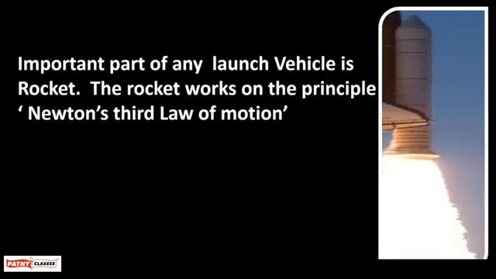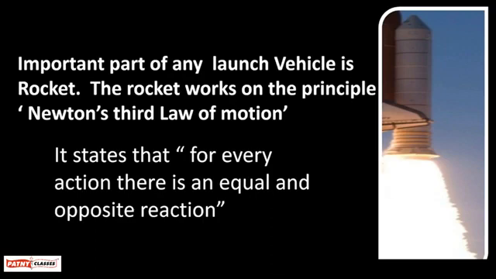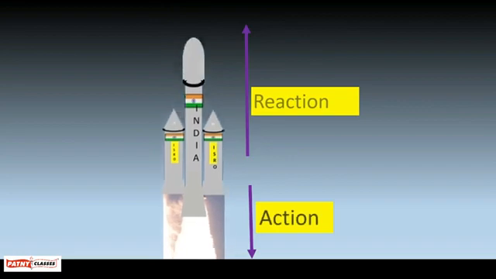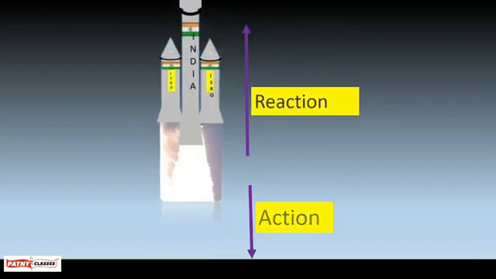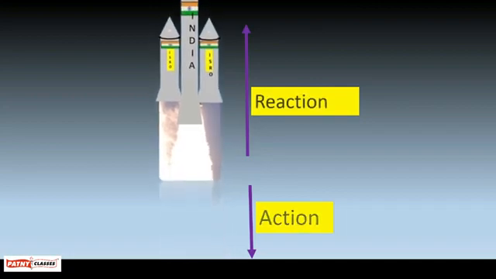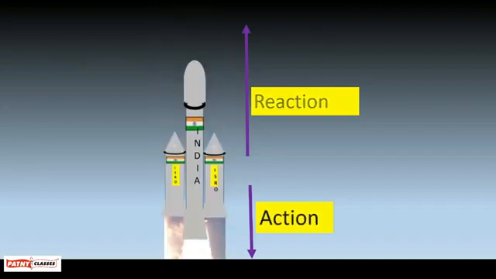An important part of any launch vehicle is the rocket. The rocket works on the principle of Newton's third law of motion. Newton's third law of motion can be stated as: for every action there is an equal and opposite reaction. Ejection of hot gases in the downward direction causes action, and motion of the rocket in the upward direction causes reaction.